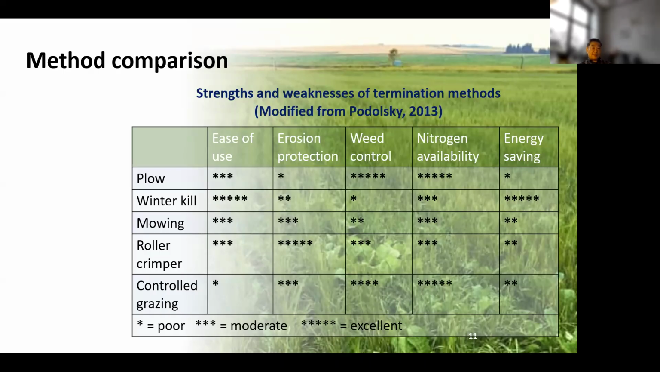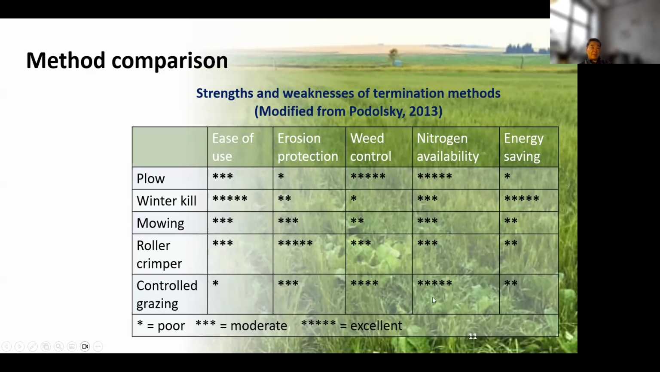Weed control is pretty good as well, if we get enough biomass. And for nitrogen availability, we lose some nitrogen. Energy saving is 2 to 3 stars. And controlled grazing is the most difficult to do. Erosion protection is 2 to 3 stars. Weed control is pretty good, slightly below plowing.